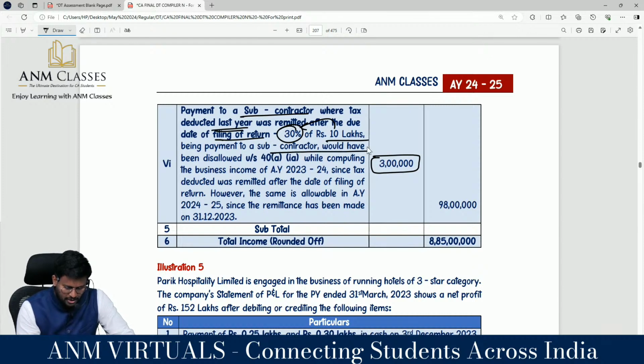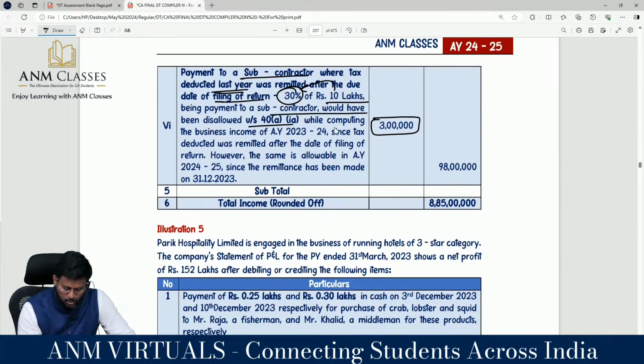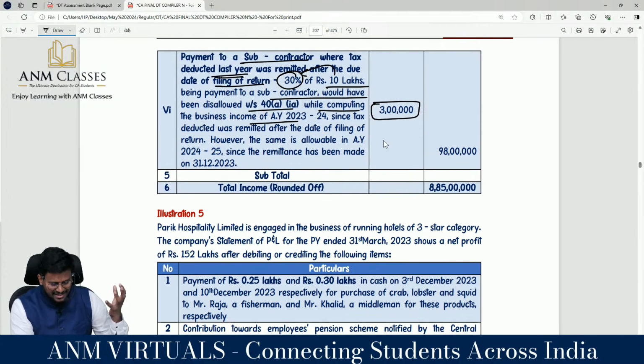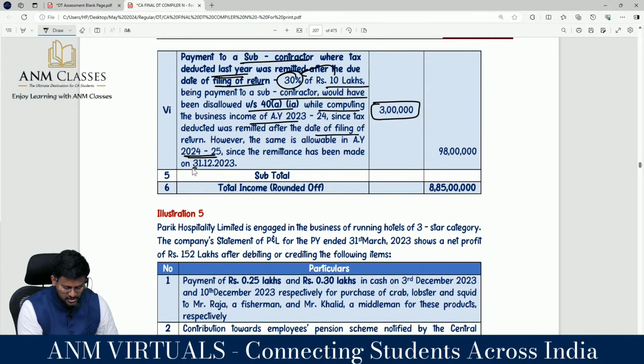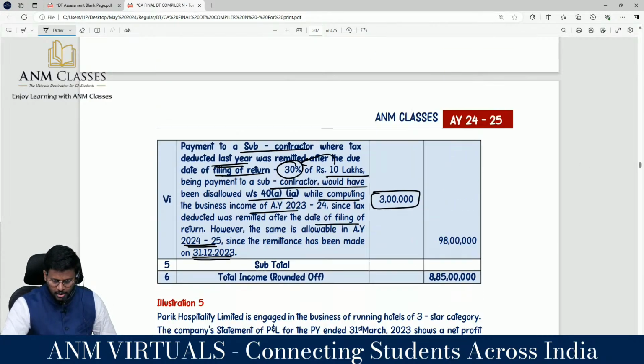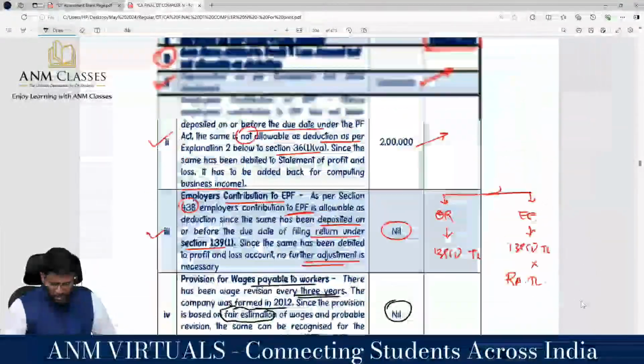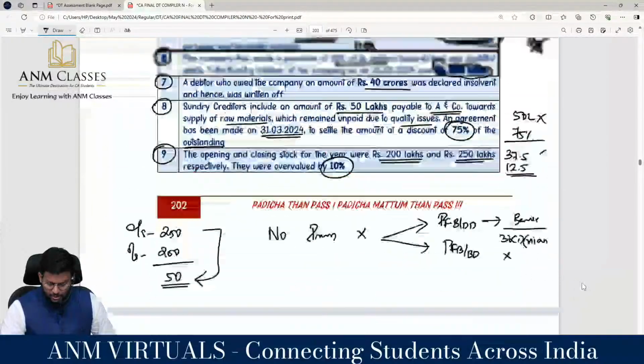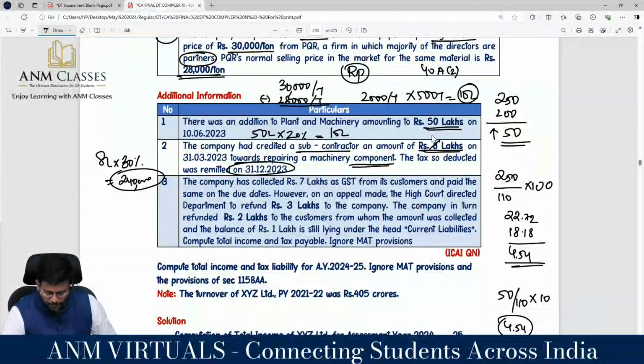Being a payment to a subcontractor, it would have been disallowed under 40A subsection 1A while computing the business income of assessment year 23-24, since tax deducted was remitted after the date of filing of return. However, the same is allowable in assessment year 24-25 since the remittance has been made on 31/12/2023. So instead of 8 lakh, we will make it 10 lakh. 10 lakh into 30% comes to 3 lakhs.